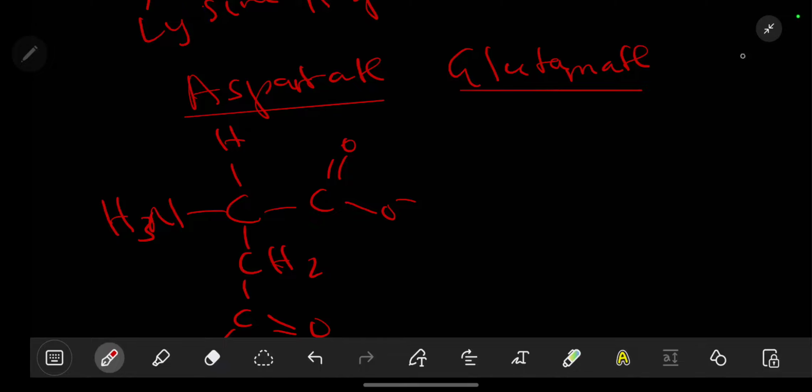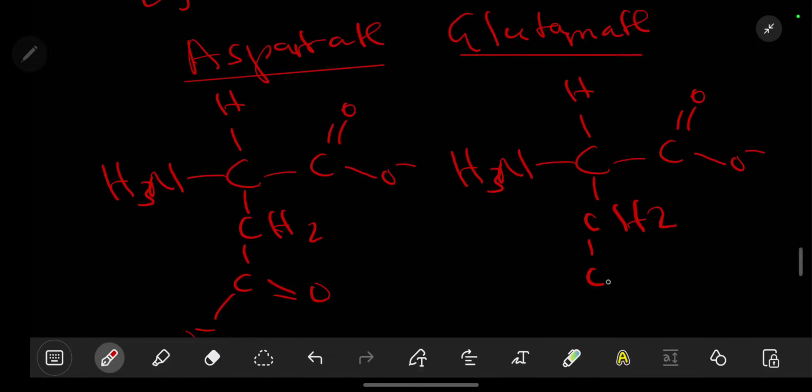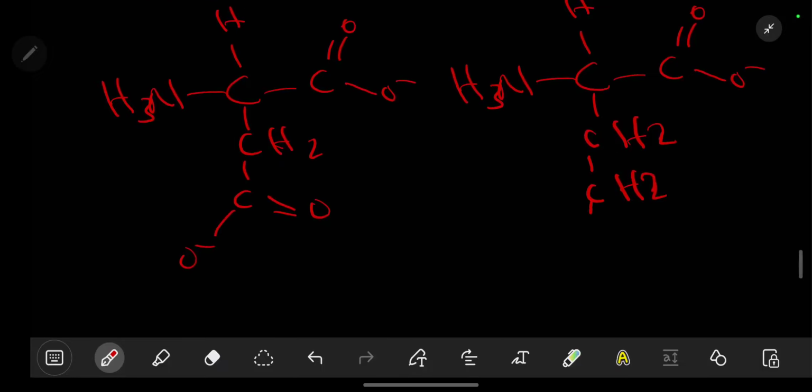We are going to have our CH2 like that. Again we have our CH2 like that. Then we are going to have the C bonded to O, then 1 bond negative like that. So that's the charged part like that.